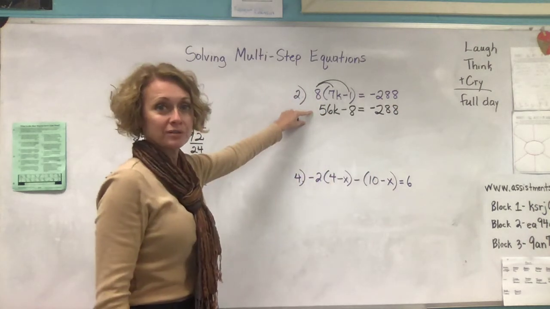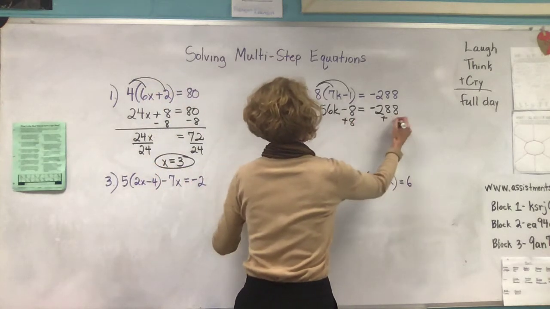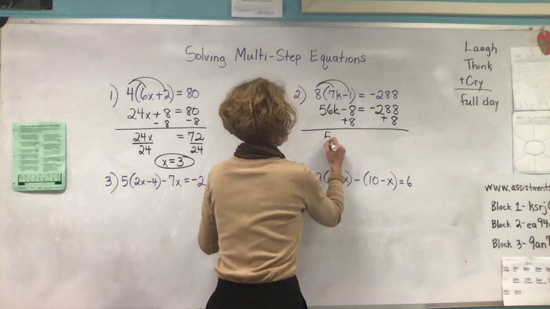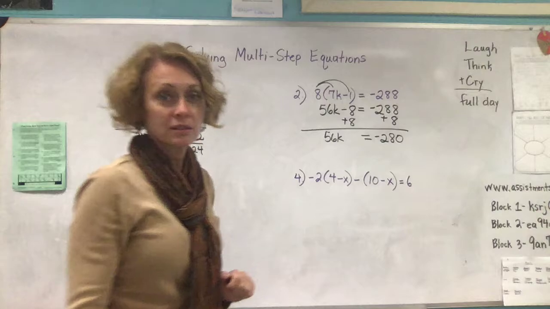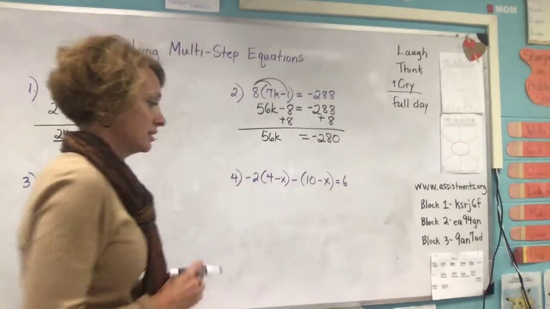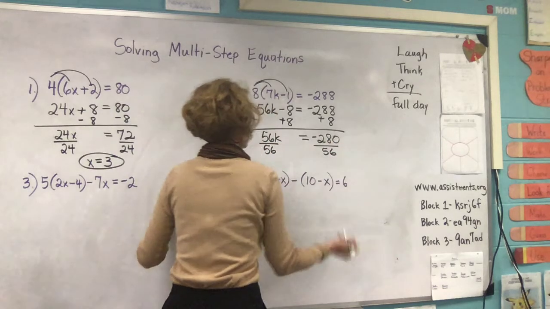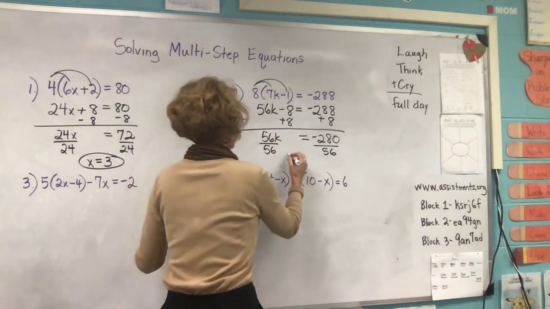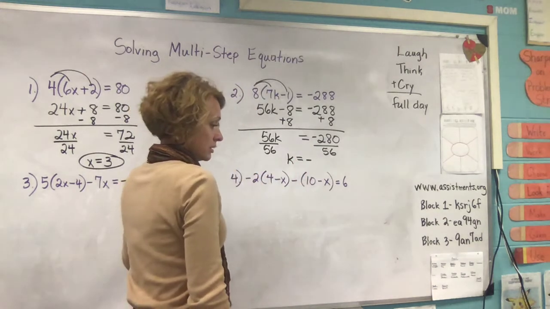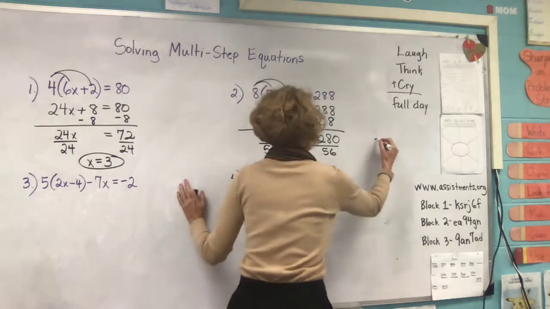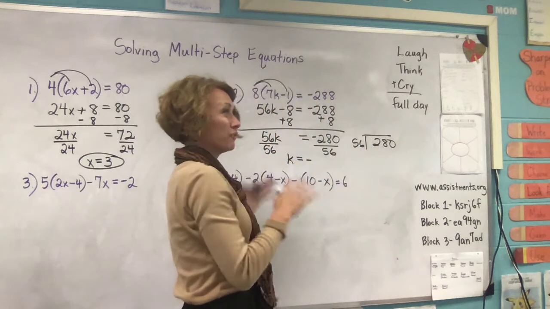I have a 2-step equation. I need to isolate my variable for k. Let's add 8 to both sides. Bring this down. I have 56k equal to negative 280. So at this point I need to divide 280 by 56, and I work that out. 56 divided by 56 is 1k. That's what I need. A negative divided by a positive is going to give me a negative. So if I divide this out, 280 divided by 56, 5 goes into 28 about 5 times.